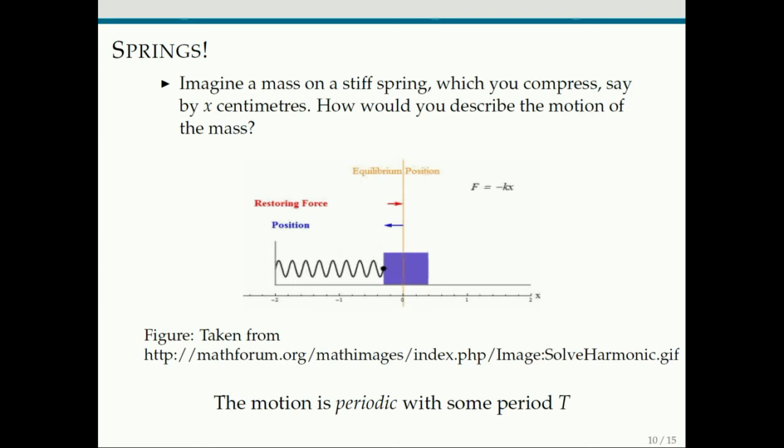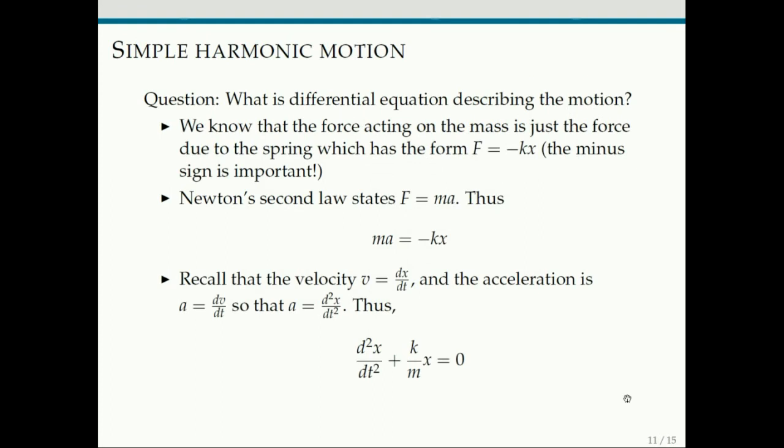Let's see whether we can describe this motion mathematically. So here's a question very similar to what we have seen in tutorial. What is the differential equation describing the motion? Well, we know that the force acting on the mass is just the force due to the spring, which, as I have already mentioned, has the form F is equal to minus kx. Notice the minus sign, it's very important. We also know that Newton's law states that the force on an object is the mass of that object times its acceleration. So if we set these two equal to each other, we get ma is equal to minus kx.